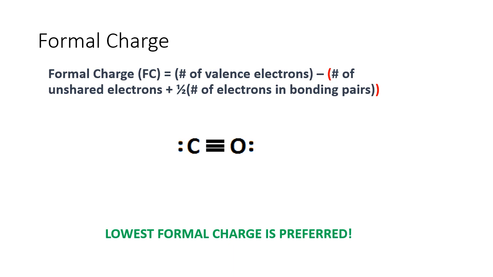So let's try this for carbon monoxide. We'll start with carbon. Carbon has 4 valence electrons. There are 2 unshared electrons, and we want to take 1/2 of the 6 that are in bonds. So that gives us a total of -1. Okay, so carbon's at -1. And then we can do oxygen. So we have 6 minus the 2 minus 3, and we get +1. If you add -1 and +1 together, you get 0. Okay, so we have just calculated the formal charge on carbon monoxide.